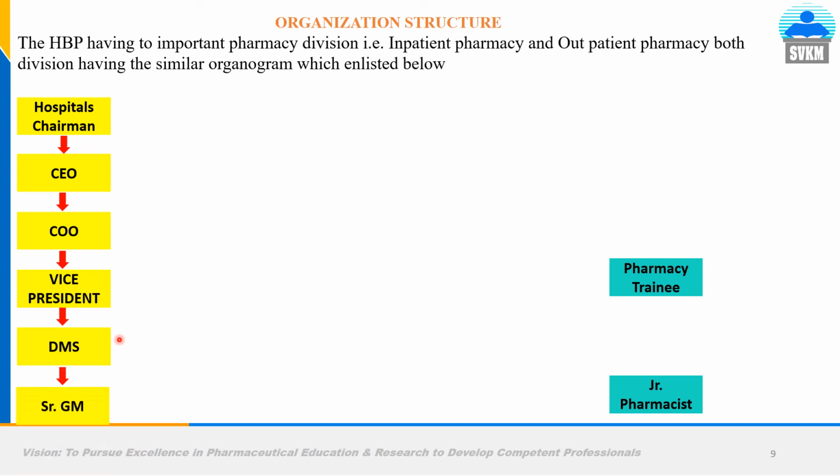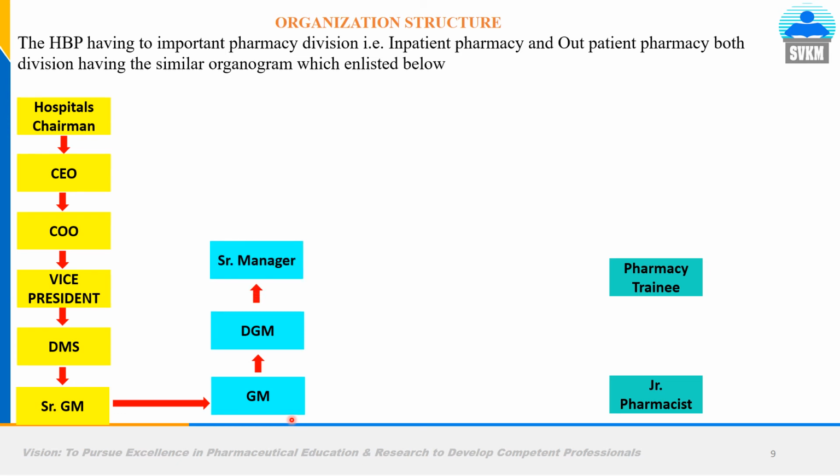Then next to the DMS, there is a senior general manager. After senior general manager, there is a general manager. Just below the general manager, there is a DGM, the deputy general manager. Next to the deputy general manager, there is a senior manager. Next to the senior manager, there is a pharmacy manager.